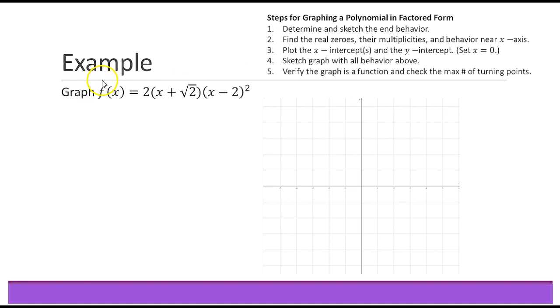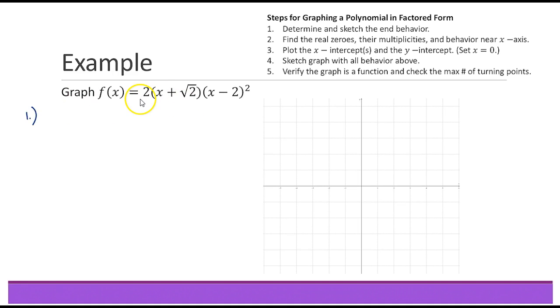All right, let's put all of this together in an example. We want to graph f of x equals 2 times the quantity x plus radical 2 times the quantity x minus 2 squared. Now here are the steps for graphing a polynomial function, provided we are in factored form, which this is completely factored. We want to determine and sketch the end behavior. So here, we'll just call it step 1 to match the steps here.